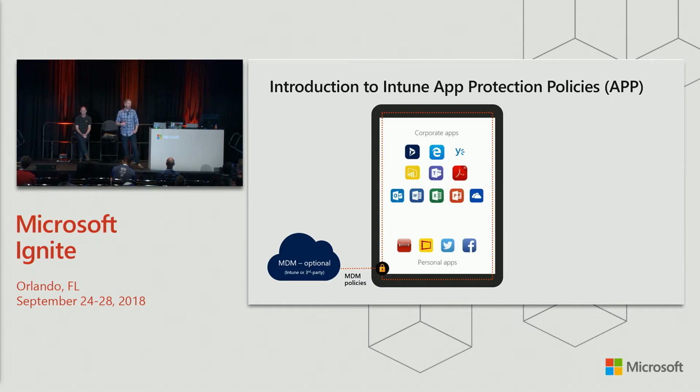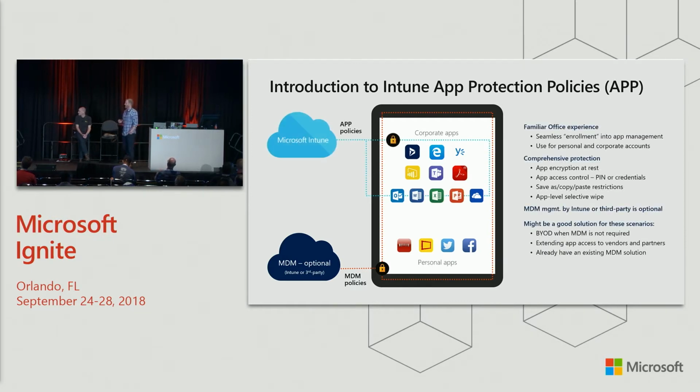We get that feedback all the time: we don't want to give you full control of my device just to access my corporate email. I just want to be able to do my work without having to give over all the control of my personal devices. So a couple of years ago, we came up with the concept of Intune App Protection, or formerly MAM. What MAM does is it extracts that management and control away from the MDM side, away from the whole device management, and puts it into the application.